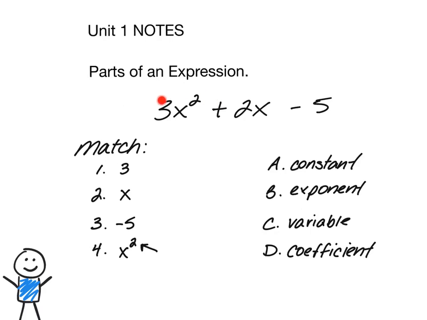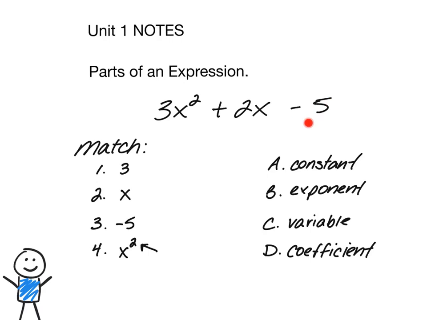What you're given here is an expression. It says 3x squared plus 2x minus 5. And if you notice, it's not an equation because there's no equal sign, there's nothing to equal it to. So an expression is just adding or subtracting or multiplying or dividing of a bunch of terms, and we'll get into that more later. Some key parts.